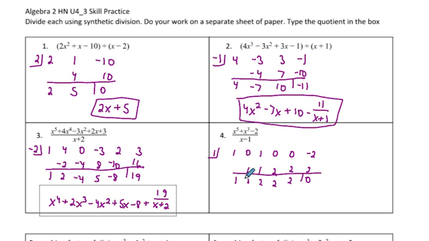All right, and so now this gives us x to the fourth plus x cubed plus 2x squared plus 2x plus 2. And as we saw, our remainder is 0, so that means x minus 1 is a factor of x to the fifth plus x cubed minus 2.